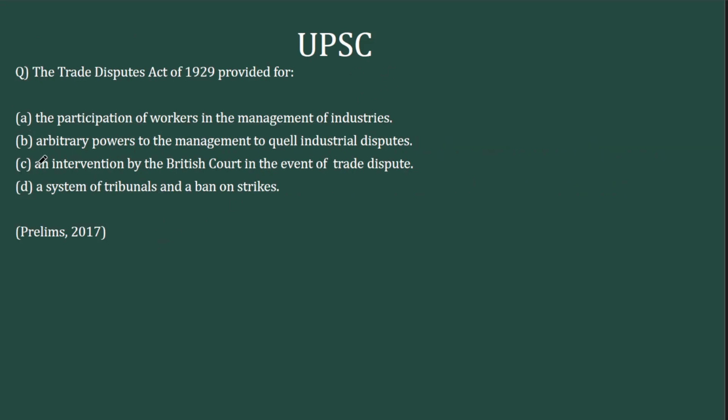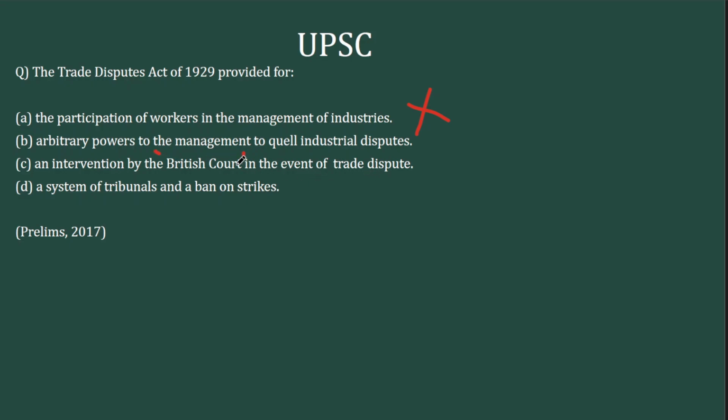Moving to the second question. The Trade Disputes Act of 1929 provided for: first, participation of workers in the management of industries. Obviously no. This is a very liberal measure. This is part of the directive principles of state policy. Even today we cannot implement something like this, so at the British time it is never going to happen. Second, arbitrary powers to the management to quell industrial disputes. Now this is possible, but let's keep this for a halt.